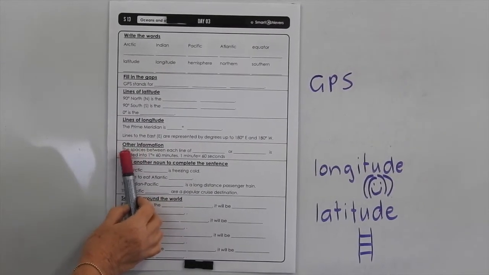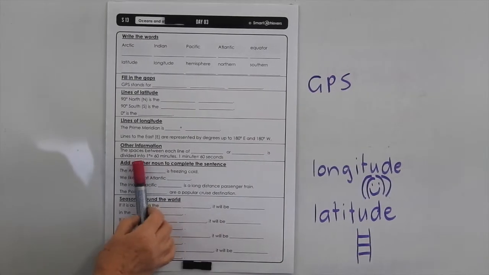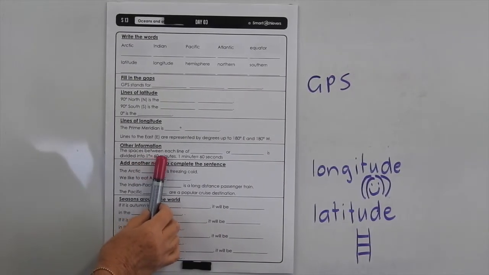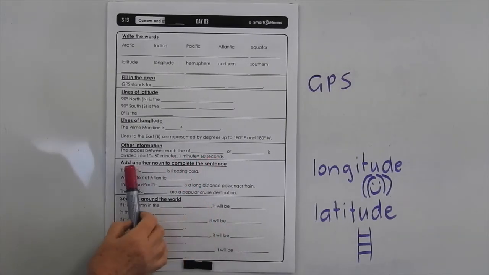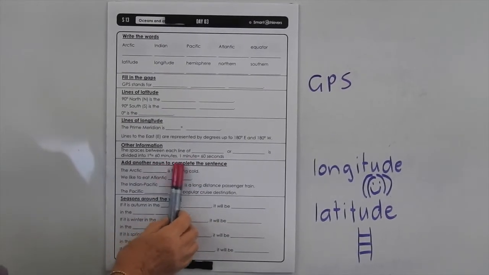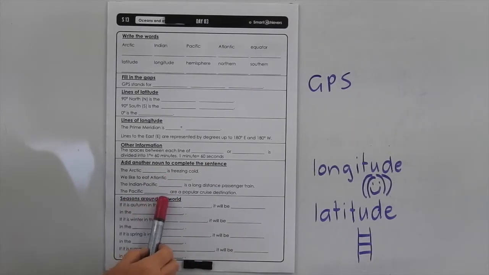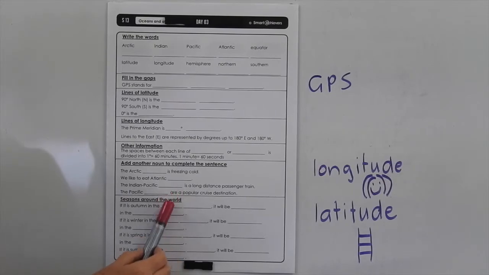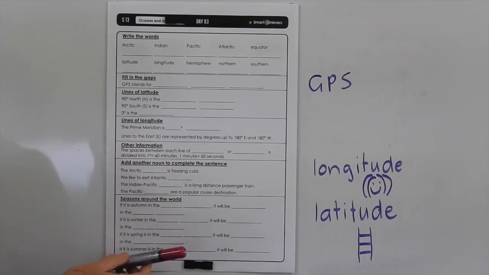Other information, the spaces between each line of latitude or longitude is divided into 1 degree equals 60 minutes, and remember 1 minute equals 60 seconds. Add another noun to complete the sentences, so you can work your way through those. And seasons around the world. So you know that the southern and the northern hemisphere have opposite seasons. So if it's winter in one, it will be the summer in the other. You can work those out and fill them in.